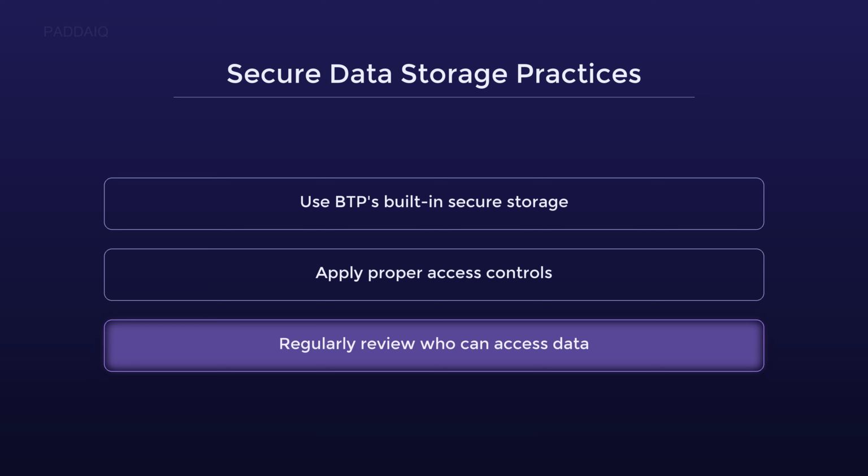Regularly review who can access data. This means periodically checking and confirming which users or systems have permissions to view or modify your information. For example, a project manager should verify that only current team members can access project files, removing those who have left. This continuous oversight is essential for maintaining strong data security and preventing unauthorized exposure.